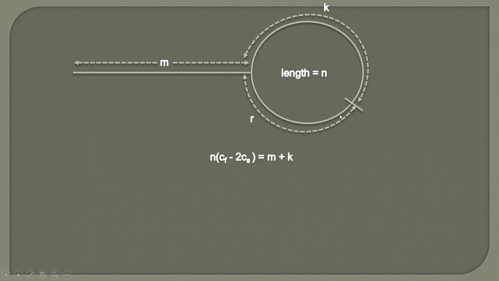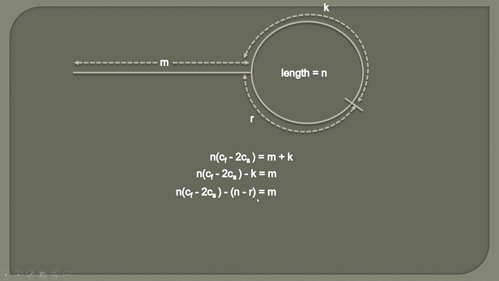Over this equation, we take k to this side, so it becomes n into Cf minus 2Cs, minus k. So friends, k plus r will be equal to n, because k is till this point and r is till this point, and if we add them we get n. So what would be the value of k? It would be n minus r. So if we denote n minus r instead of k, it would look something like this.